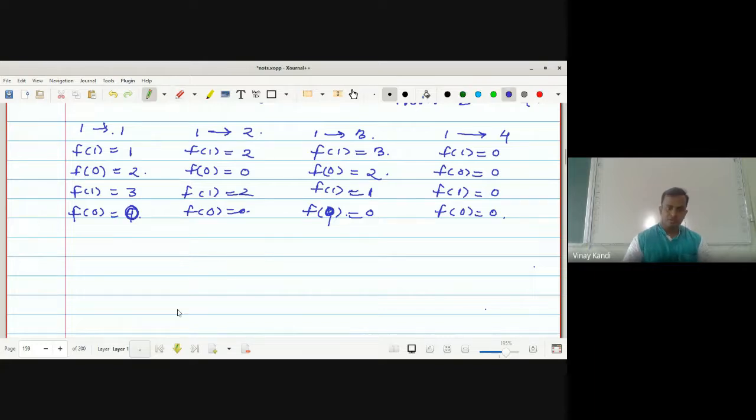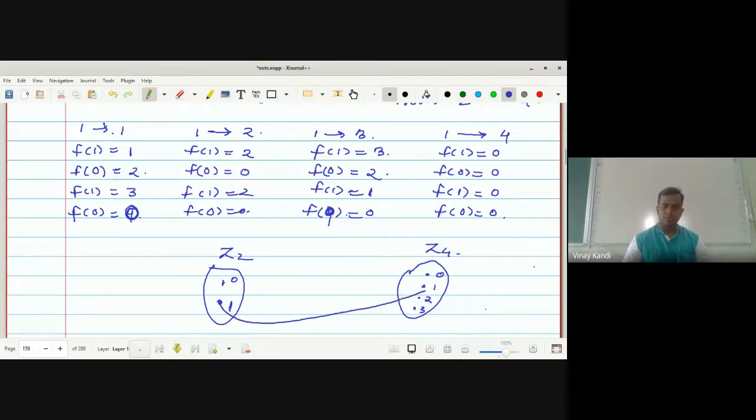Here this is Z2. This is Z4. How many elements in Z2? 0 and 1. Here Z4 has 0, 1, 2, 3. Now look at it. 1 maps to 1. And also 1 maps to 3.